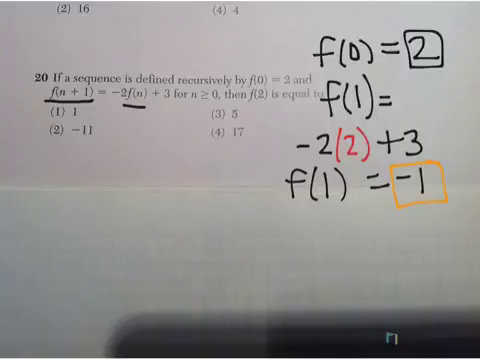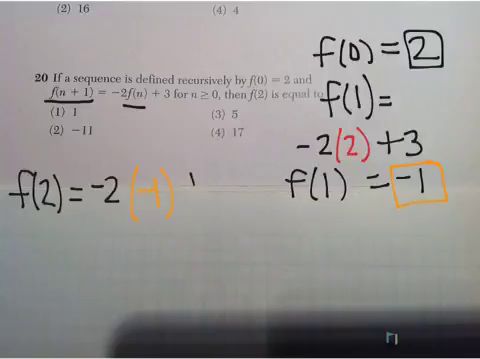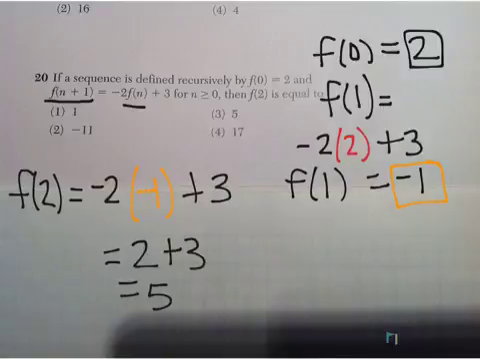Technically f of 0 is our first term, f of 1 is our second term, and then f of 2 is what we really need to find. So f of 2 is going to use the function: take negative 2, multiply by the term before it, in this case negative 1, and then add 3. Negative 2 times negative 1 is 2, plus 3 gives us our answer of 5. So f of 2 is equal to 5, and that is choice 3 right here.